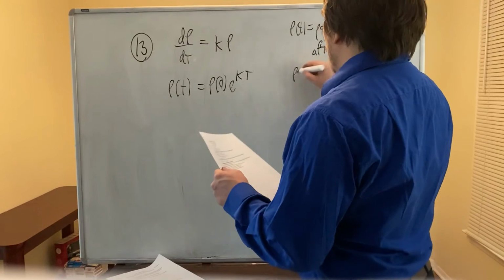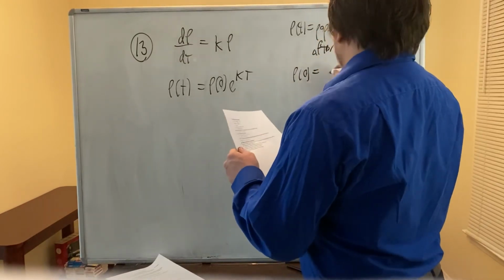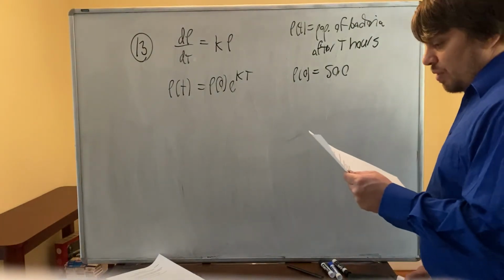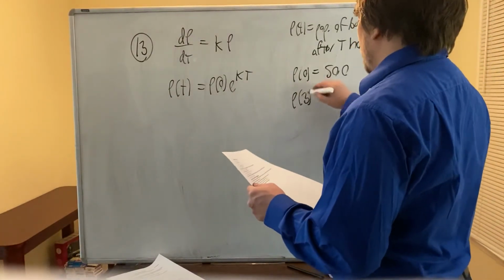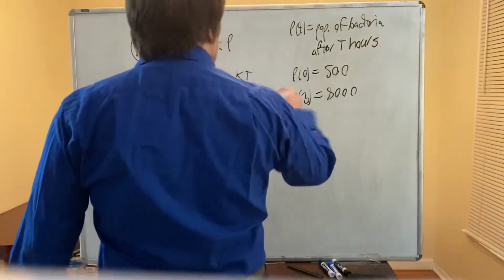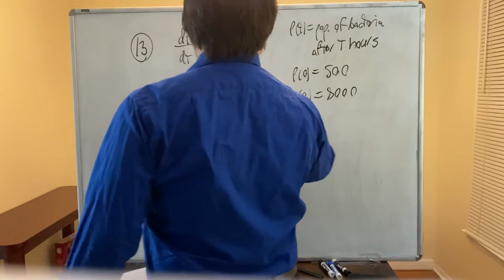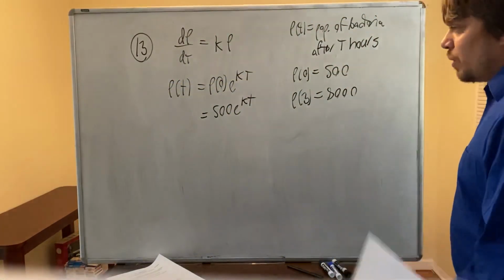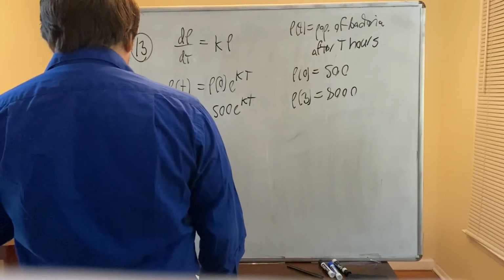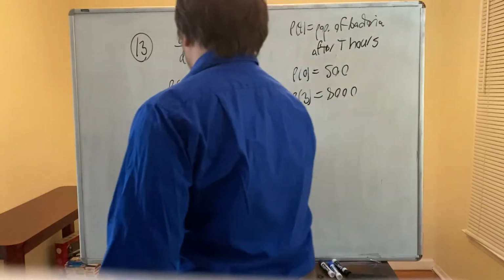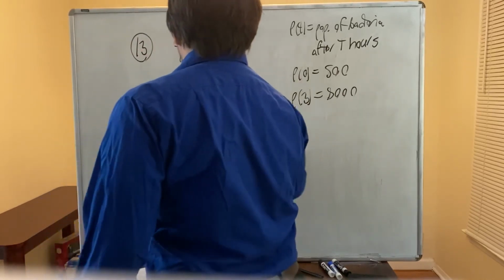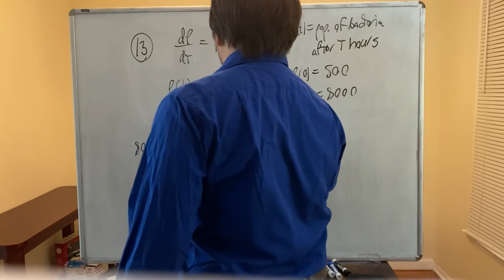It starts with 500 bacteria. That means P of 0 is equal to 500 bacteria. Okay? And after 3 hours, there are 8,000. So P of 3 is equal to 8,000. So P of t is equal to P of 0, which is 500, e to the kt. We want to find an expression for P of t, the number of bacteria after t hours. So let's plug in P of 3. P of 3, which is 8,000, is equal to 500 e to the 3k.